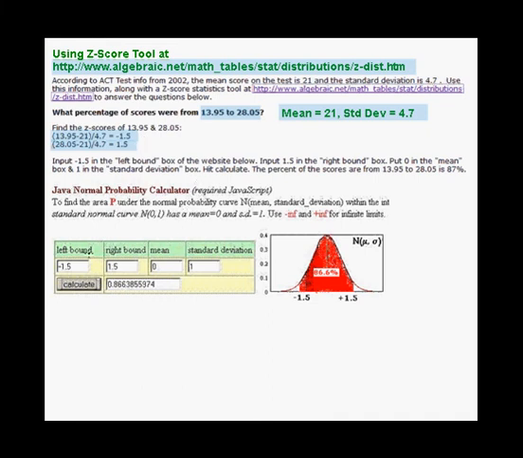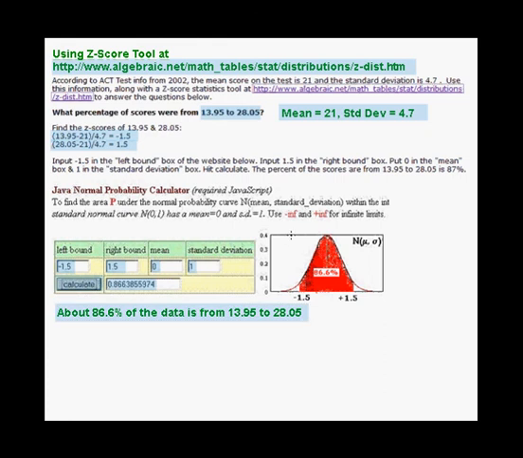Now, on the tool at the bottom, you're going to see a box like shown here. For the left bound, we put in our left z-score, negative 1.5. For the right bound, we put in the right z-score of 1.5. For the mean, we use 0 because the z-score is 0 at the mean. And for the standard deviation, we just put in a standard value of 1. Then you click on Calculate, and it gives you your answer. It'll show up as a decimal. Here it's 0.866385. So we can conclude that about 86.6% of the data is from 13.95 to 28.05.